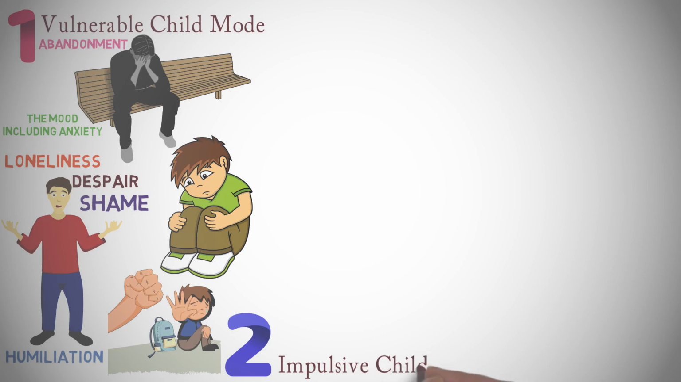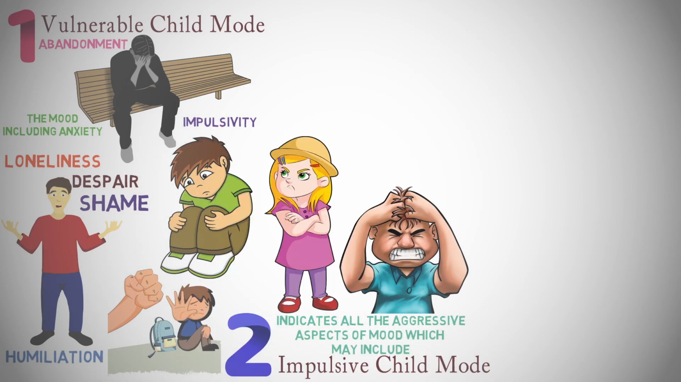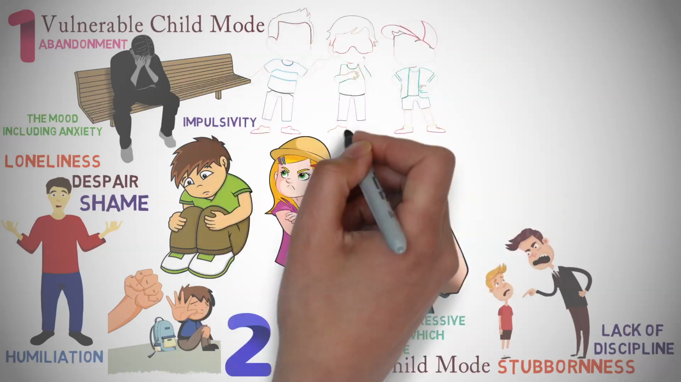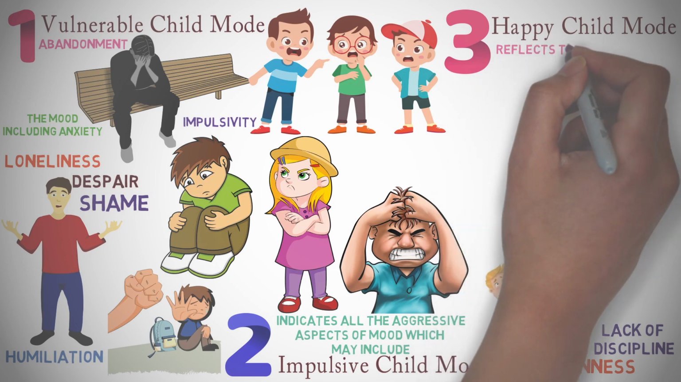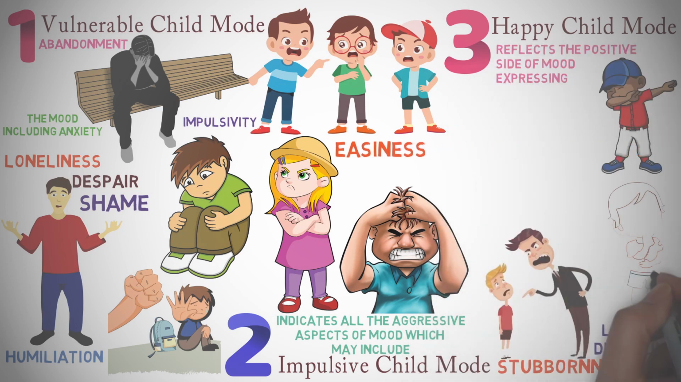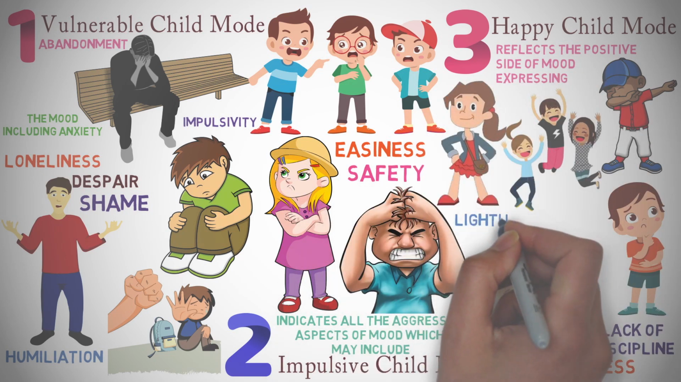2. Impulsive child mode indicates all the aggressive aspects of mood, which may include irritation, rage, anger, impulsivity, defiance, stubbornness, lack of discipline, and spoilt behavior. 3. Happy child mode reflects the positive side of mood, expressing playfulness, easiness, curiosity, fun, confidence, safety, and lightheartedness.